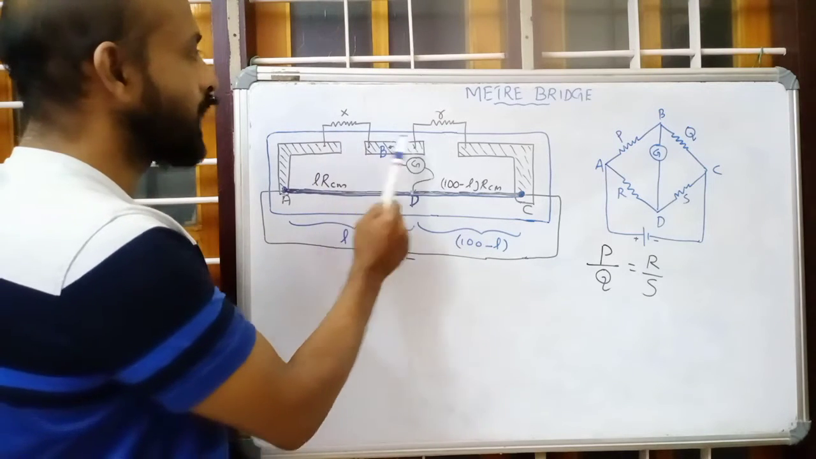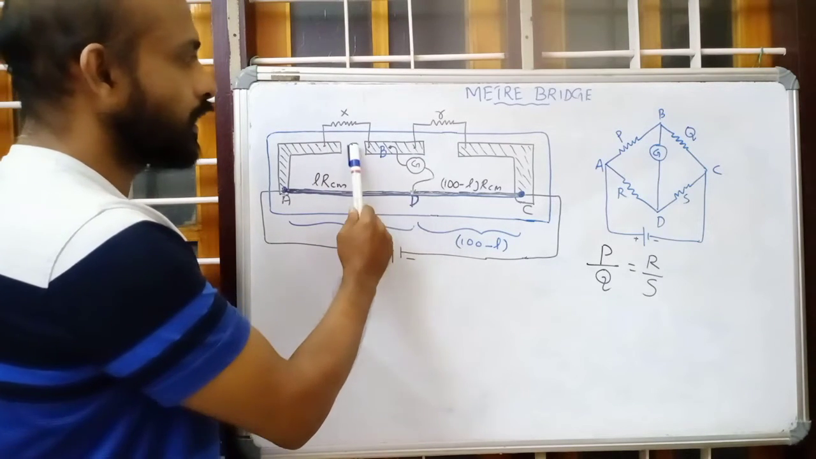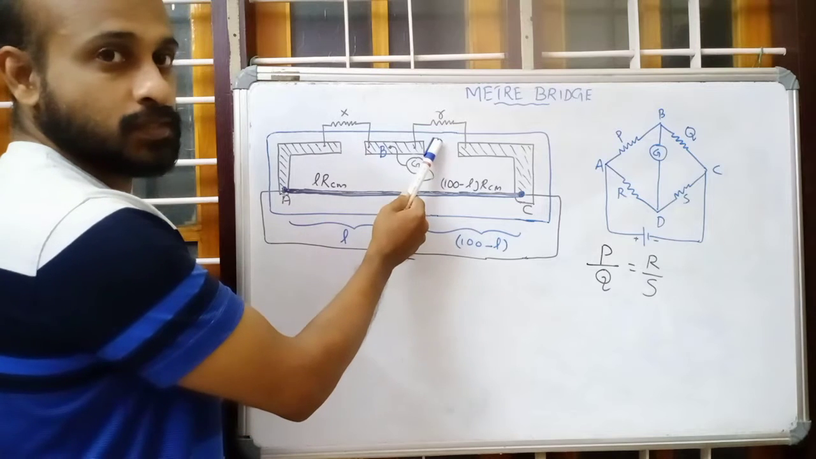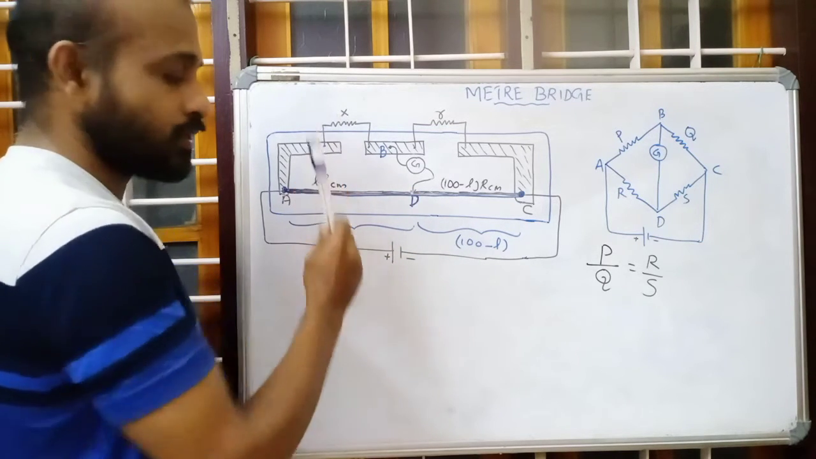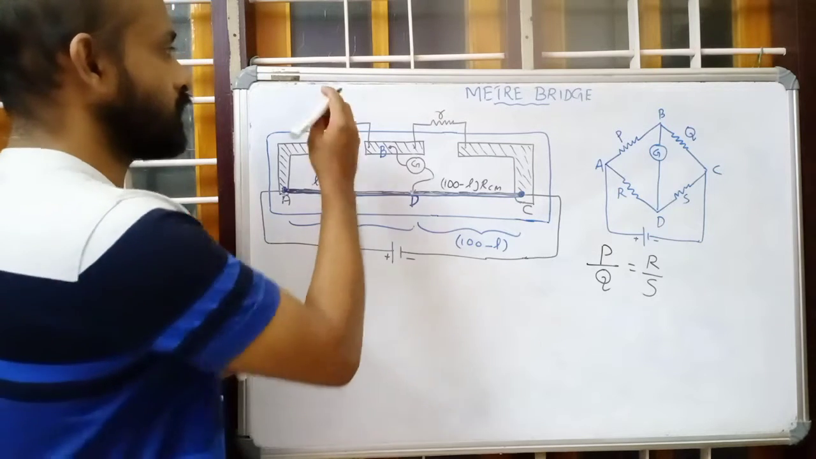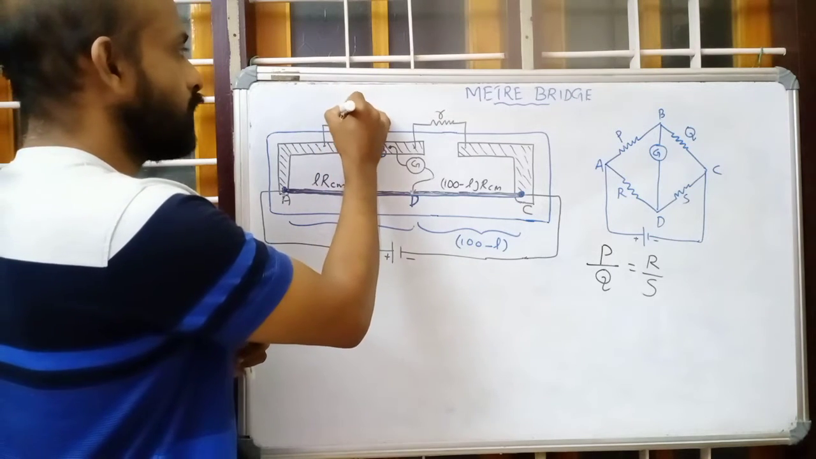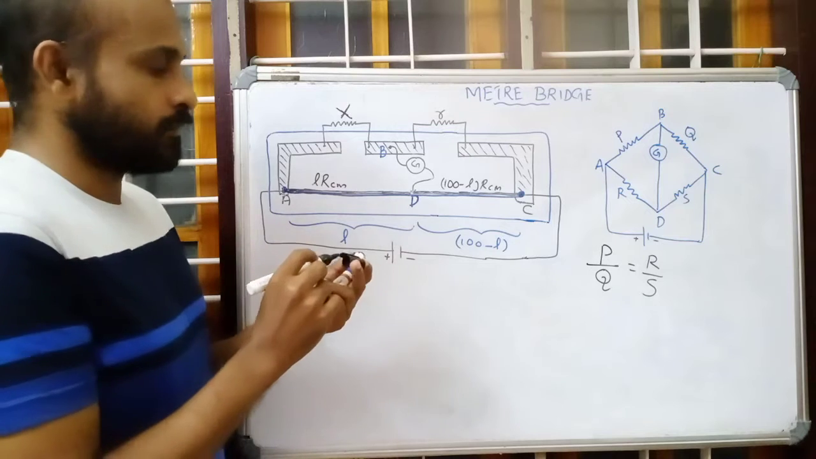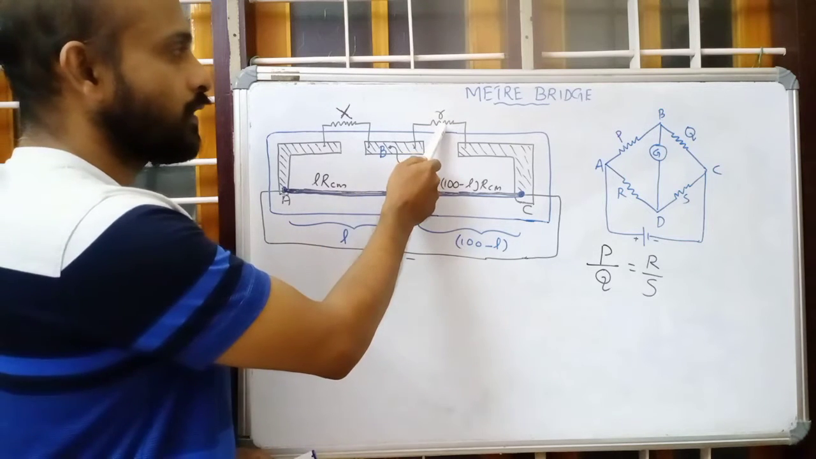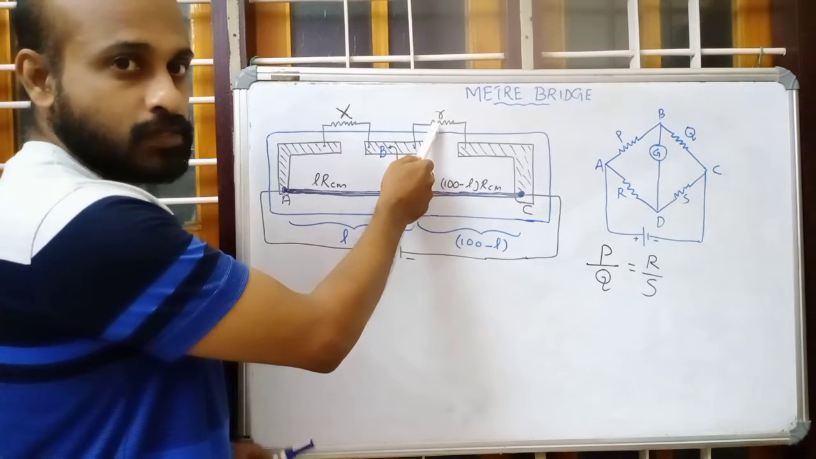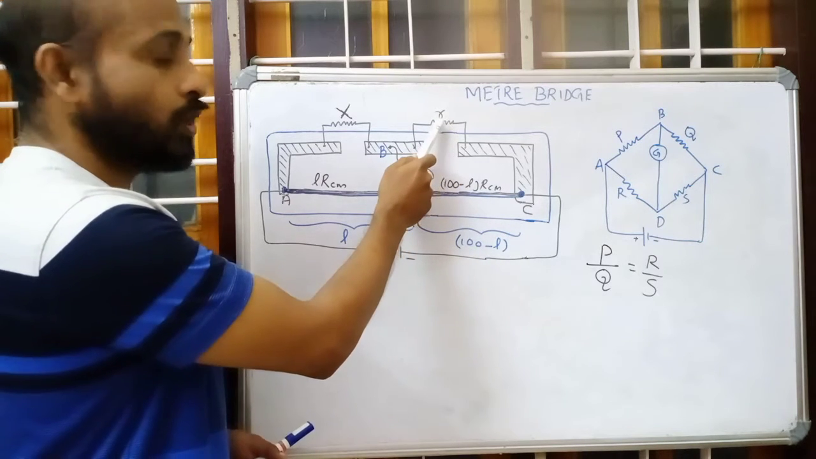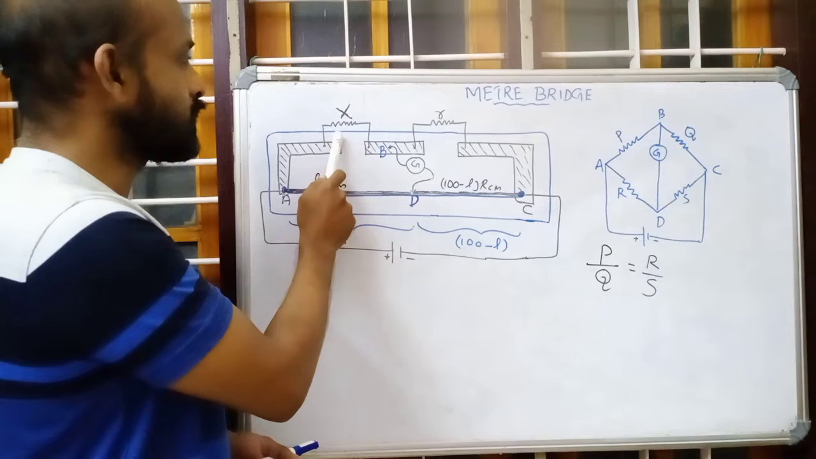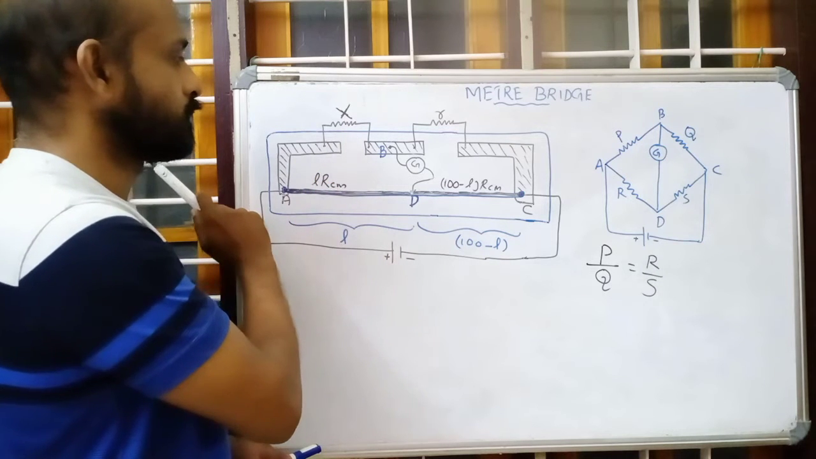Now here you can see two gaps. In the gaps we will connect two resistors. One resistor is marked as X. X may be an unknown resistor. We don't know the value of X. Our aim is to find the value of X using the meter bridge. R is the resistance which we know, for example, a resistance box. Here we will connect a resistance box having a known value of resistance. X is the unknown value of resistance.